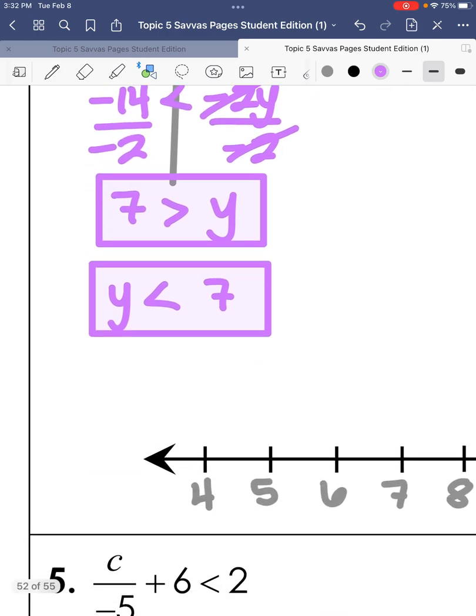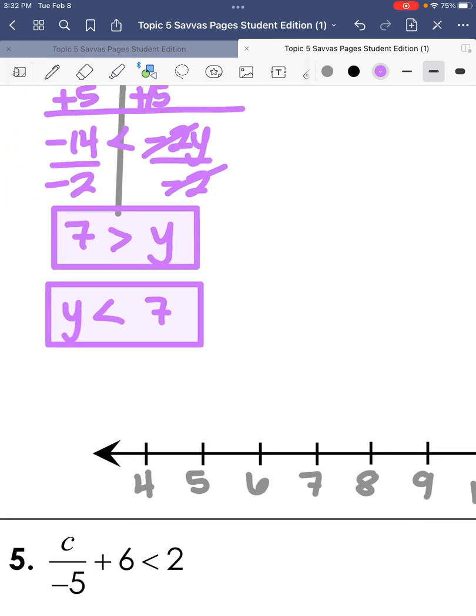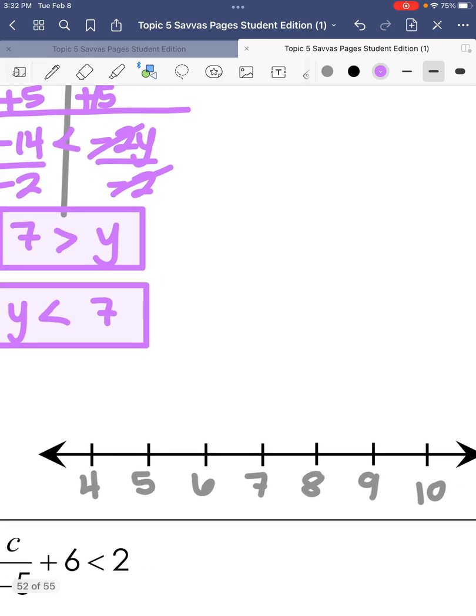So let's graph. So I've already kind of labeled my numbers here, 4 through 10. At 7, I need a circle. What kind of circle do I need? Oops, still not a good circle. What kind of circle do I need? I need an open circle. So I'm going to leave it just like that. And y is less than that. So I want to shade all the numbers that are smaller. So I'm shading towards 4. And I'm going to include that arrow.